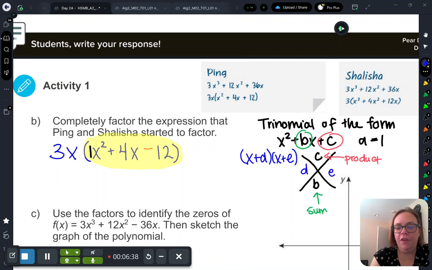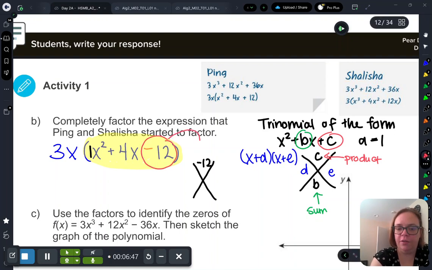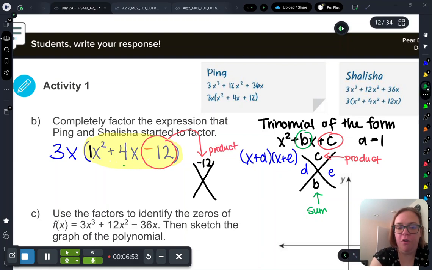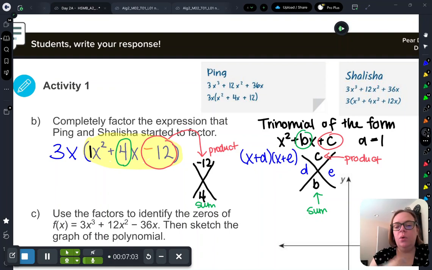So we need to figure out what 2 numbers multiply to make negative 12. That's my c here, negative 12. That's my product. And add to make 4. That's my sum. So think about all the numbers that multiply to make negative 12. One of them is going to be positive. The other one's going to have to be negative.